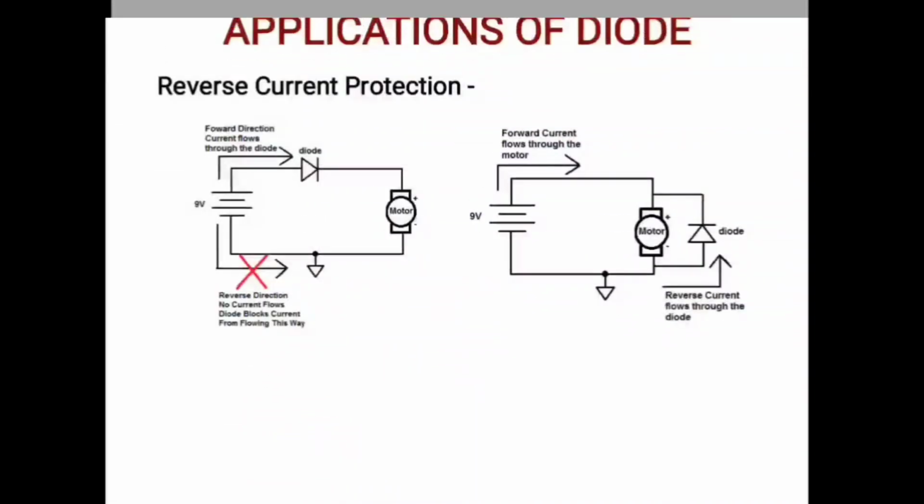Reverse current or battery protection. The easiest way for reverse battery protection would be a series diode in the positive supply line to the load. If the battery is connected in the wrong polarity, the diode blocks the battery voltage and the electronic components are protected from wrongly connected reverse voltage.